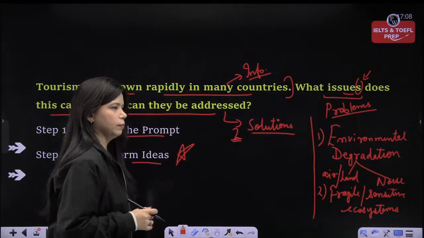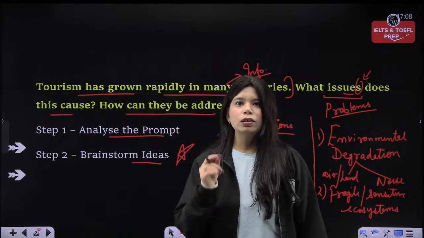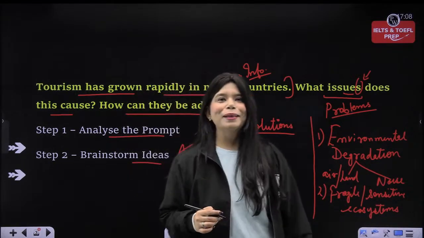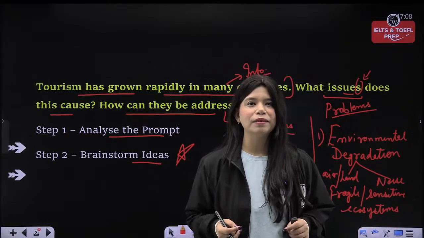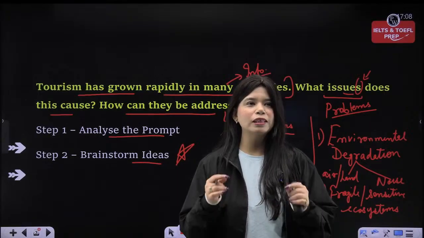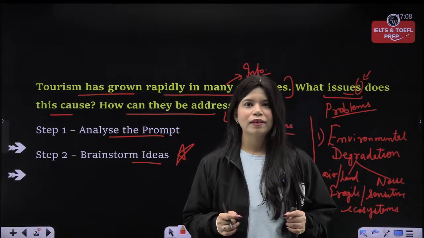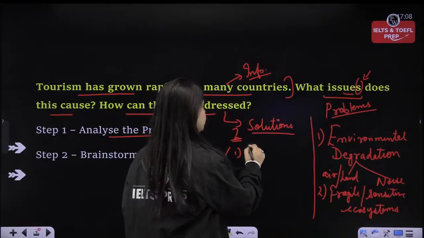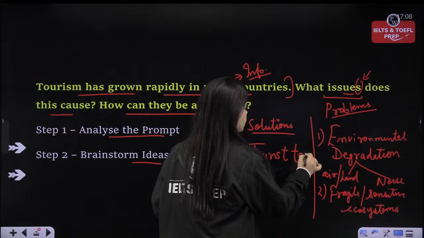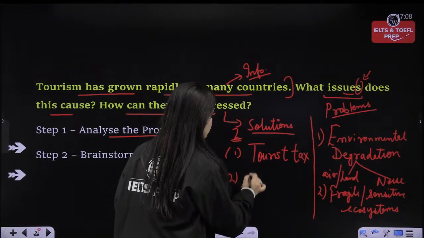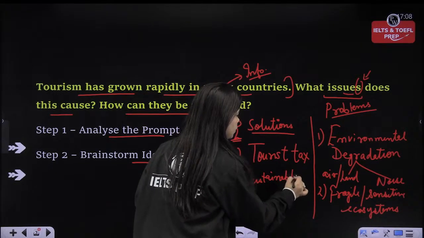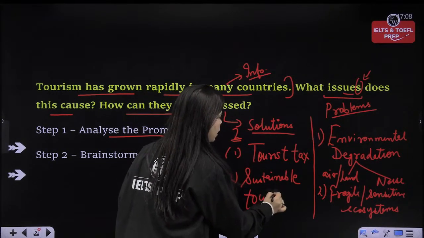So these are our problems. Now coming to solutions. Now solution number one can be, why don't you tell me? Ek idea to bata do. Solution number one can be, what exactly? What can be done to solve this problem? Solution number one, tourist tax. Number two, promoting sustainable tourism. अब ये क्या होता है?